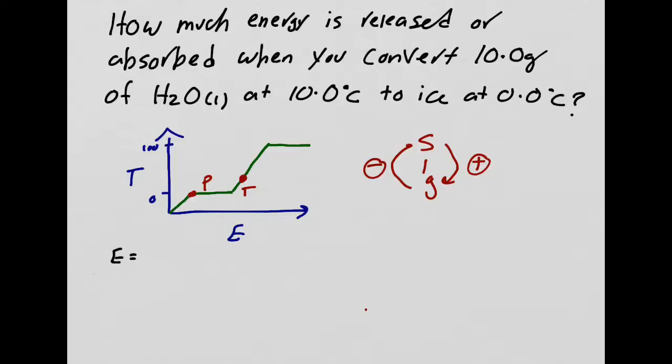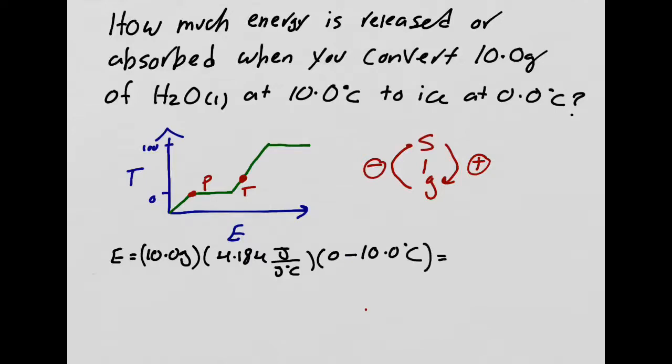Energy is going to equal mass, which is 10 grams, times specific heat. What am I? I am liquid, so I use the specific heat of liquid water, which is 4.184 joules per gram degrees Celsius. What's my T final? I'm trying to get to 0. What is my initial temperature? Initial temperature is 10 degrees. So when I do this, I get minus 418 joules of energy.